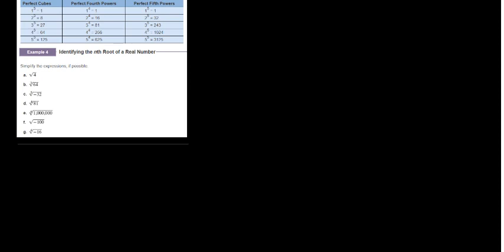Okay, so we have: simplify the expression if possible. A, the square root of 4, that's just easier, that's 2. B, the cube root of 64. Okay, so this is where memorization does come into play, but for today's sake, we can look at this chart here, looking for cubes. What is the cube root of 64? What times what times what will give me a positive 64? If I look at this chart, it looks like just a 4.